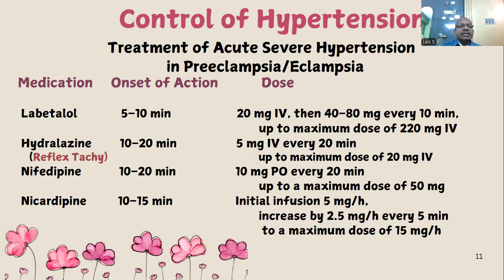Hydralazine also being tried, but the reflex tachycardia would be a problem. And nifedipine can be tried orally, but the action is 10 to 20 minutes. Every 20 minutes, the 10 milligram nifedipine could be repeated, but sublingual nifedipine should not be given. Nicardipine, 10 to 15 minutes is the onset time, and that also can be tried.